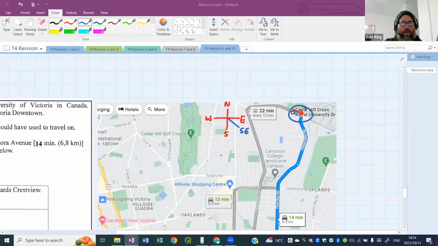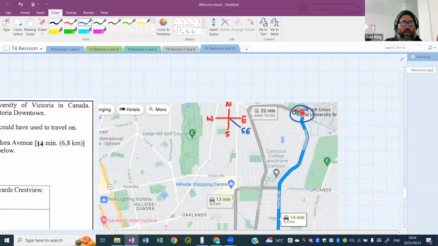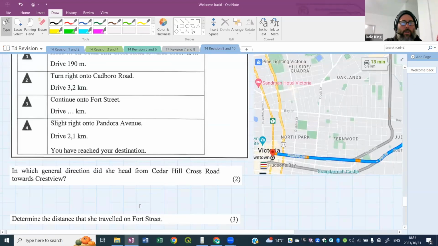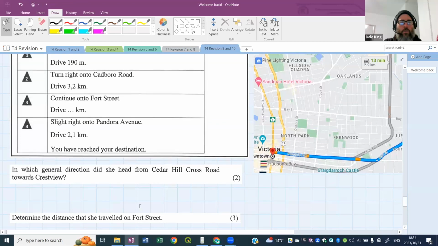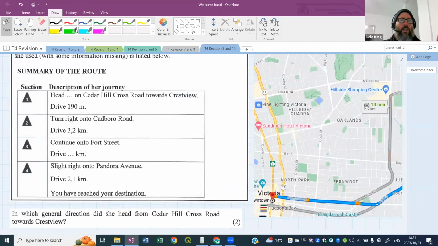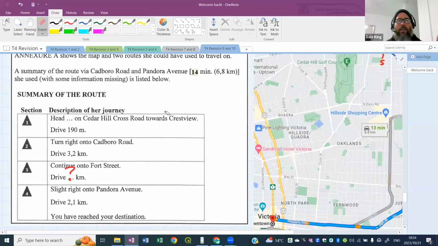Okay, let's try one more. What other questions do they have? I would also say southeast. Let's go down and see what they have. Determine the distance that she traveled on Fort Street. Now, we can see here that this part of the route is the Fort Street section. Continue onto Fort Street and drive a certain number of kilometers. So how would we find out how far she drove on Fort Street? How could we tell that?